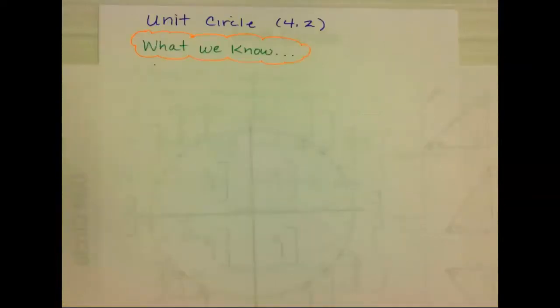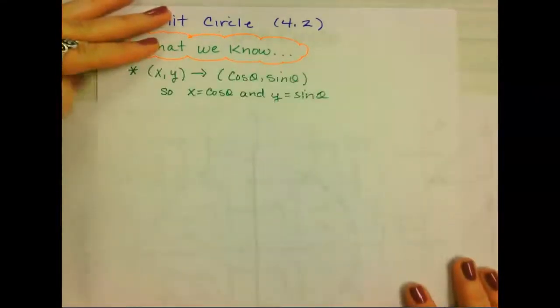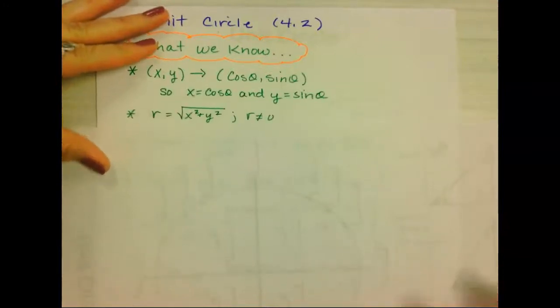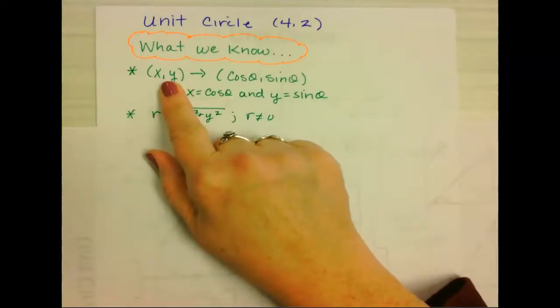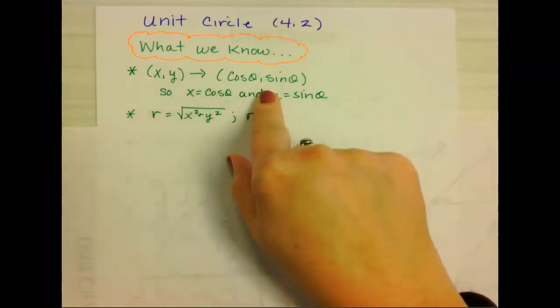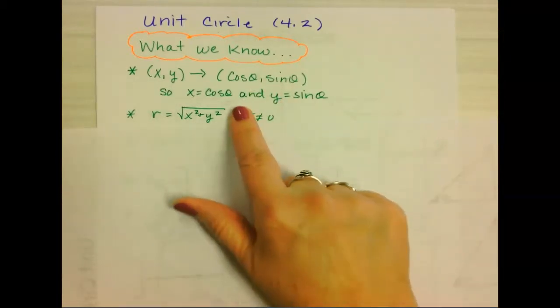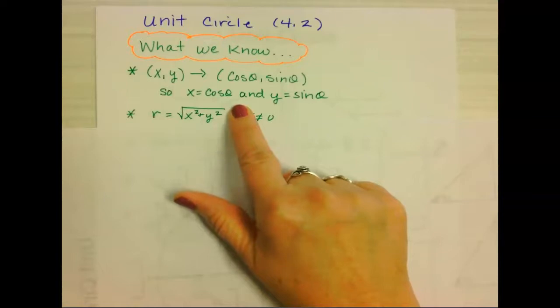Set those aside for just a moment, and let's talk about what we've been doing over the last few weeks. These are the things that we know because we've studied already. The first thing is we talked about the coordinates and how when we have our x-y coordinate in the rectangular system, that's the same thing as cosine theta, sine theta in the trig stuff that we're doing. And so that would make x equal cosine theta and y equal sine theta.